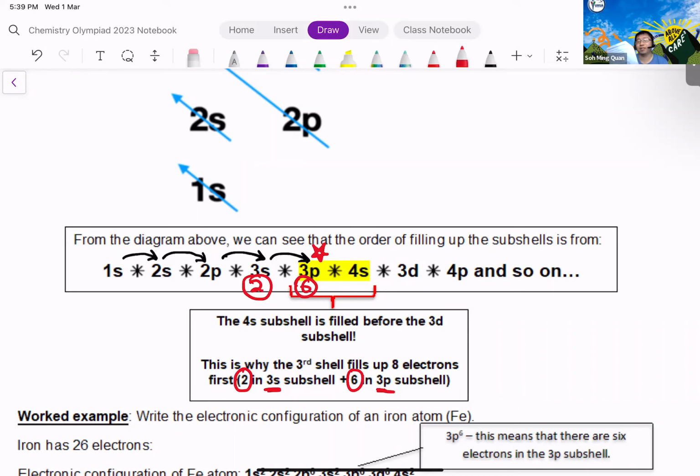Can? So it's not wrong what Miss Shahida and Mr. Lee have taught you all. It's not wrong. The third shell will fill up 8 electrons first. That's because at O level, you don't learn this concept of subshells, but now I'm teaching you. So how is this useful? How is this applied? Let's practice.